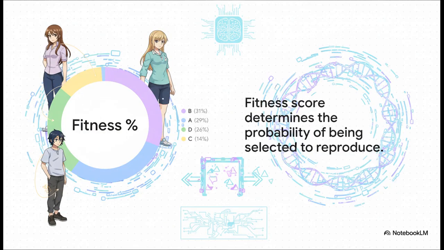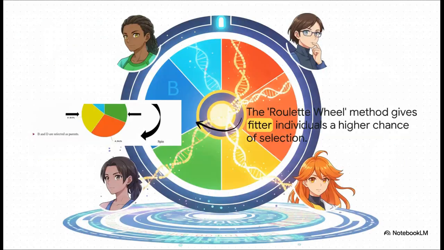And here's where it gets cool. That fitness score isn't just a number. It directly determines an individual's chance to move on to the next step, which is selection. The algorithm basically turns each score into a probability. So our top performer, individual B, now has a 31% chance of being chosen to reproduce. Meanwhile, the weakest one, C, only has a 14% shot. A really common way to visualize this is with a roulette wheel.